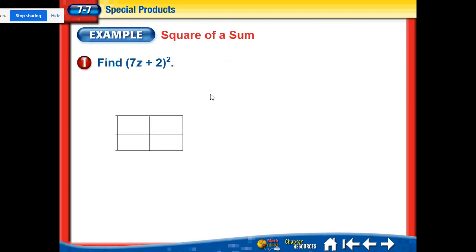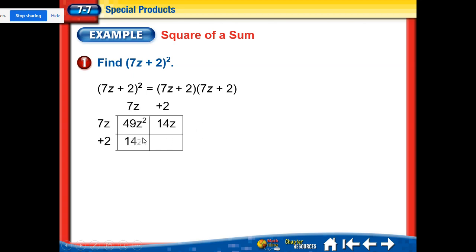So here's the first one. 7z plus 2 squared. Now we are going to use a Punnett square. Now remember, squared really means 7z plus 2 squared really means 7z plus 2 times 7z plus 2. So it is two different binomials. And because it's two different binomials, we will still have to go ahead and Punnett square this. So 7z plus 2, and then our 7z plus 2 on the side gives us 49z squared, 14z, 14z, and 4. Notice these two here, because they're the same, will end up being the same.